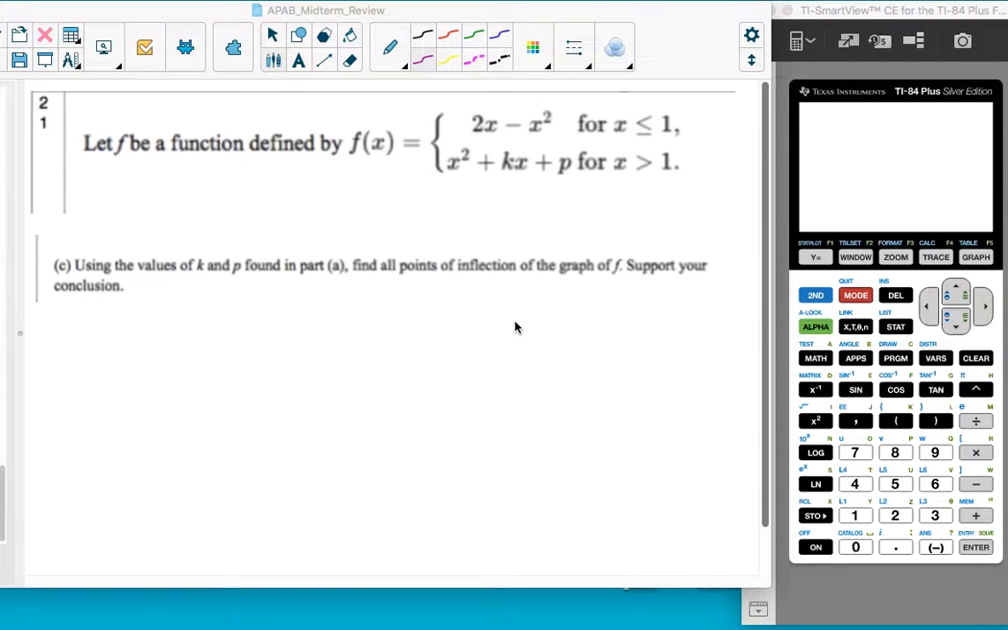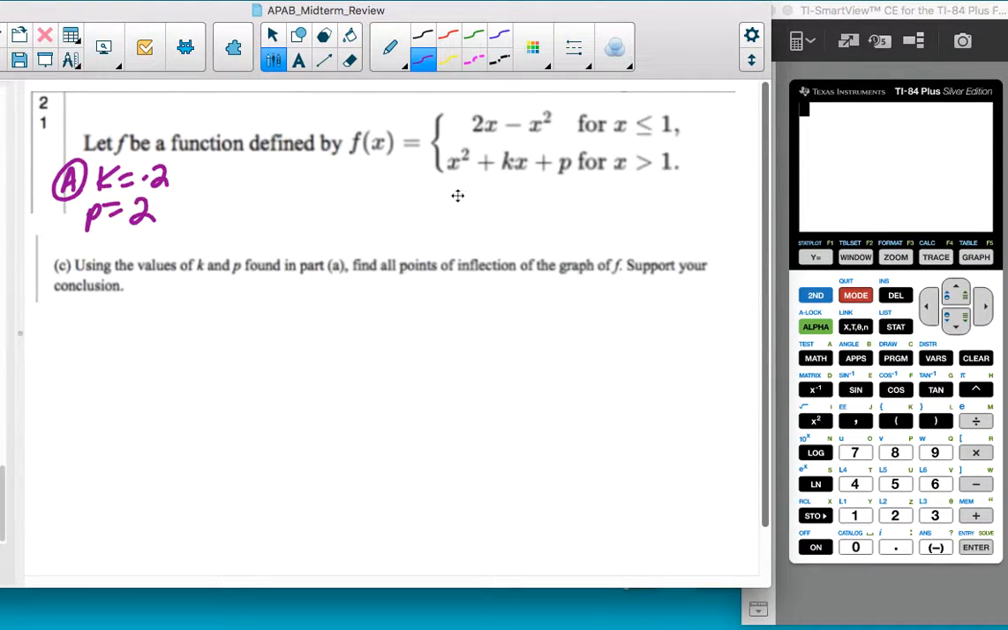All right, this is AP AB Calculus, and we are doing the midterm review. This is free response 21C, which is the last free response on the review packet. It is non-calculator. So using the k and p we found in part A, just as a refresher, in part A we found that k was -2 and p was 2, right? So this is actually x squared minus 2x plus 2, so we'll replace that.